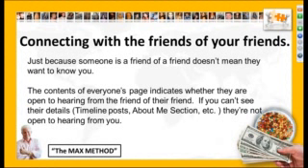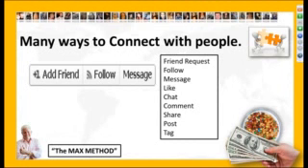Now, you can also connect with the friends of your friends, but just because someone is a friend of a friend doesn't mean they want to know you. The contents of everyone's page indicates whether they're open to hearing from the friend of a friend. If you can't see their details, their timeline posts, their About Me section, they're not open to hearing from you.